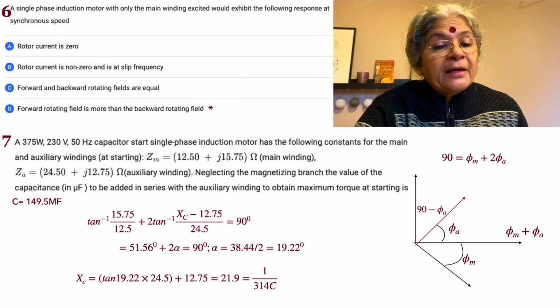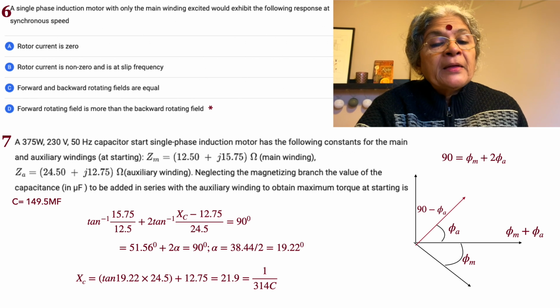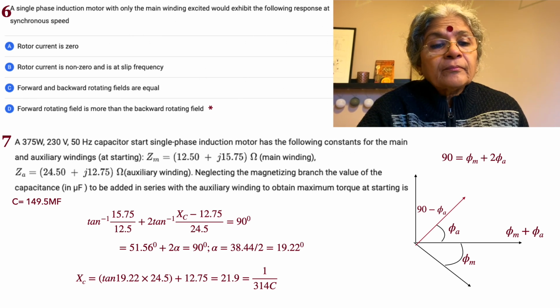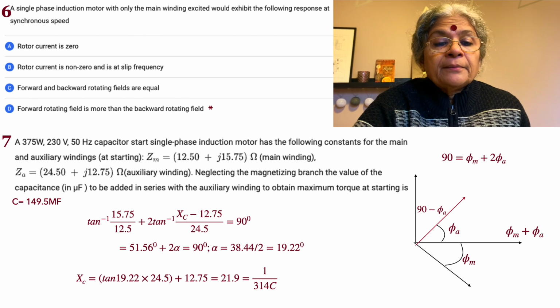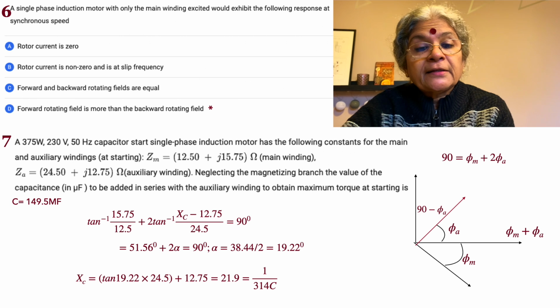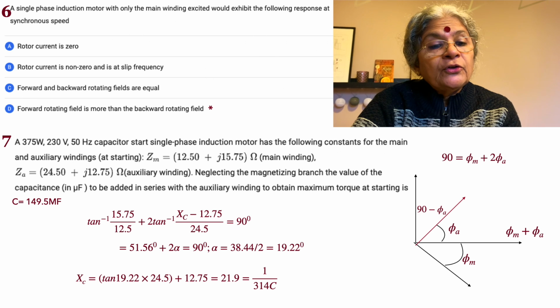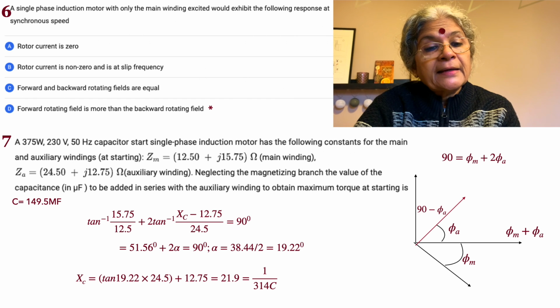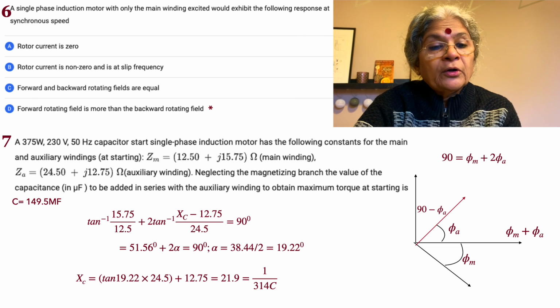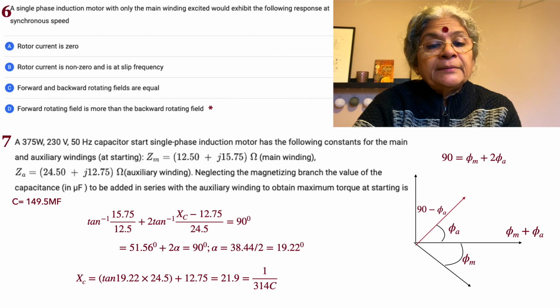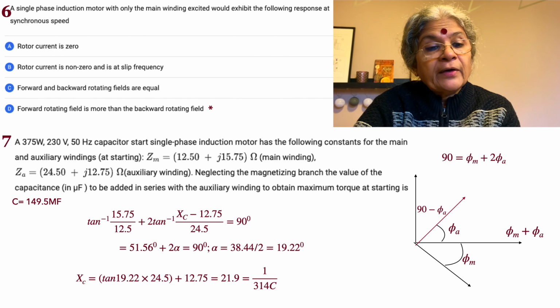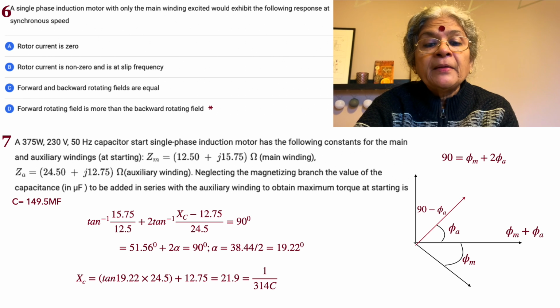Okay, Zm, that is the main winding, as we saw in the earlier case. In the equivalent circuit, it's given by 12.5 ohms as the rotor resistance, and j15.75 as the leakage reactance. Okay, so this is for the main winding. And the auxiliary winding has 24.5 as the resistance, and then the reactance component is 12.75. Both are smaller. Okay, auxiliary winding. Neglecting the magnetizing branch, the value of the capacitance in microfarad to be added in series with the auxiliary winding to obtain maximum torque at starting.